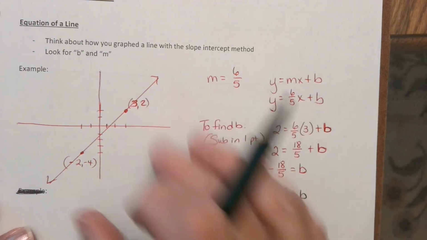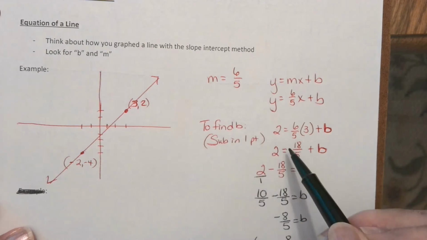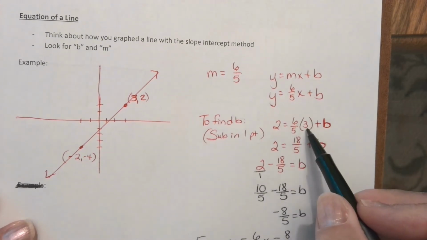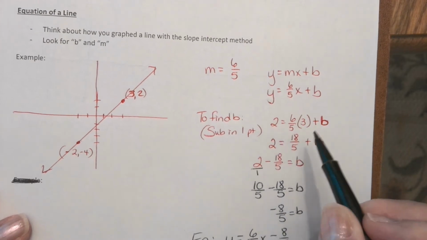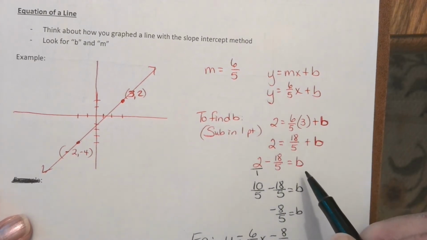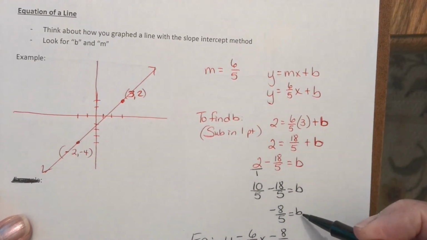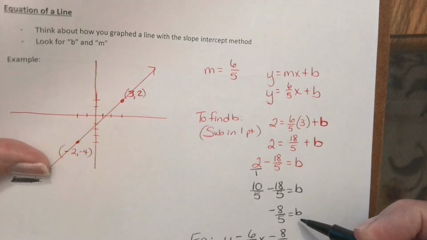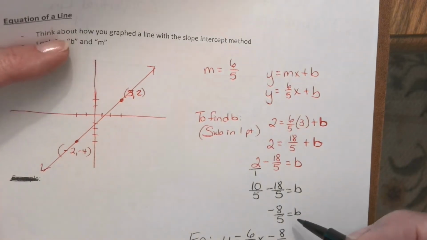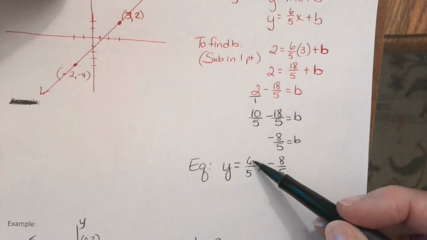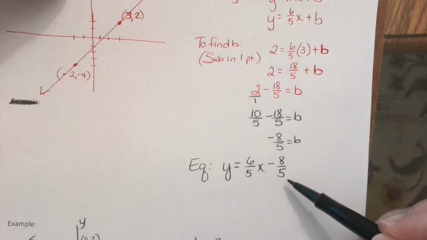Well, these are the points that they gave us. So I take one of those points, and I put the x here, and I put the y here. You just solve this out for b, and you get negative 8/5. Then to write the equation, you just put back in the original equation, you put m right here, and you put the b right here.